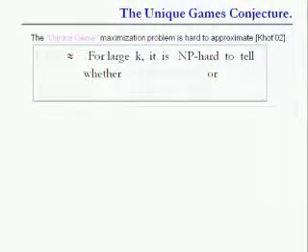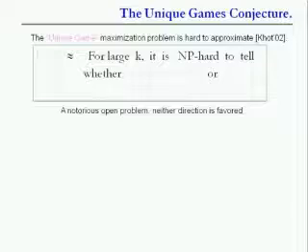In other words, it says that for large alphabet sizes, it would be hard to tell whether the game is 99% satisfiable or 1% satisfiable. Well, that's great, because as we saw before, it leads to all this tightness in approximability results. However, nobody can say whether it is true or false. What's going on? It's a notorious open problem that nobody knows what to do.